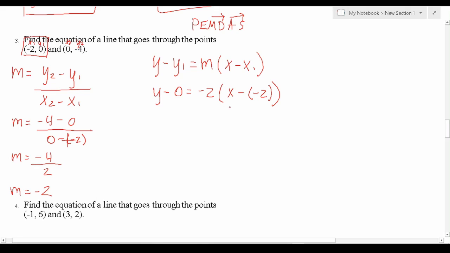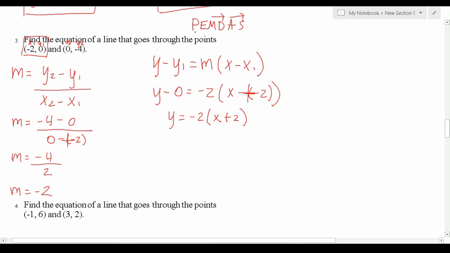As you can see here, we have parentheses. So let's go ahead and take care of that before we move on. We can go ahead and deal with this right here since it's not affecting anything. y minus 0 is just y, minus 2 times, and we have minus minus, which I mentioned becomes positive. So this is x plus 2.